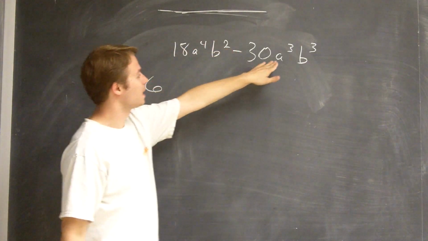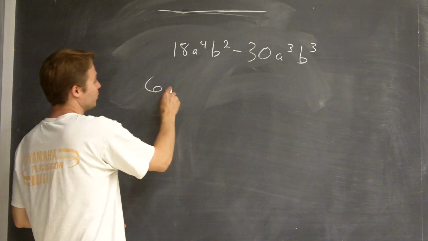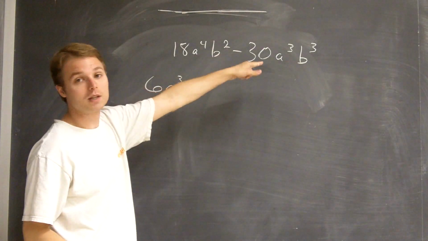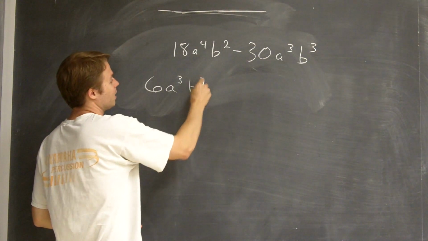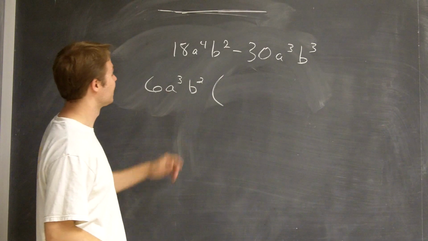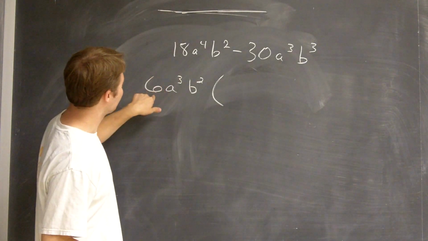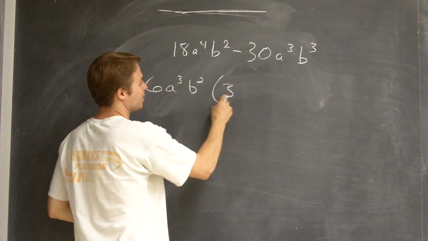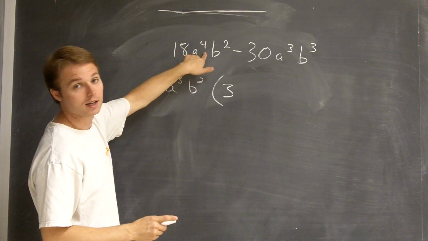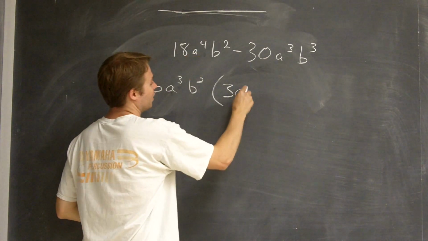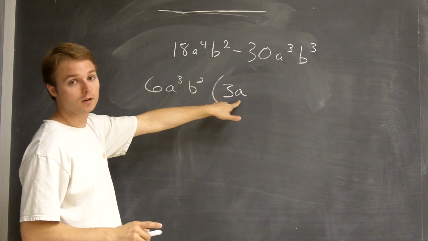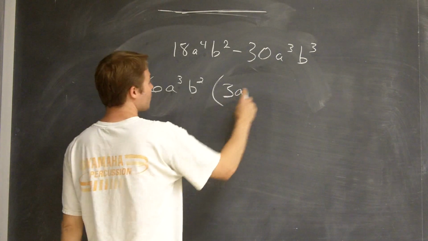So a to the 4th, a cubed, the greatest common factor will be an a cubed that exists in both of them. And then b squared, b cubed, so I can pull out a b squared. And then I just ask myself, what would be left over if I did this? Well, here I should have a 6 times 3 to get back to the 18, and then I need one more a to get back to a to the 4th, and I don't need any b's to get back to b squared, so my term here just becomes 3a.